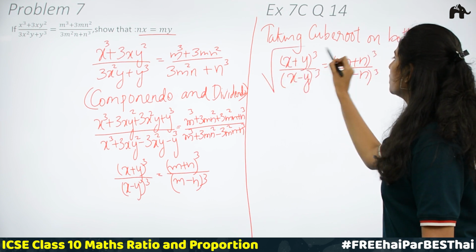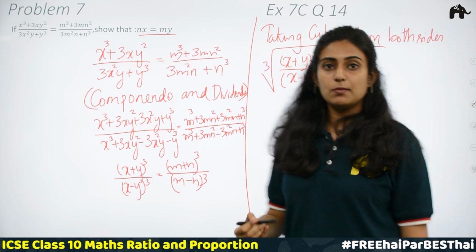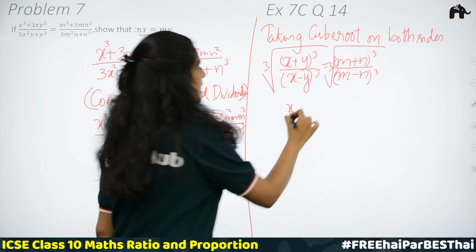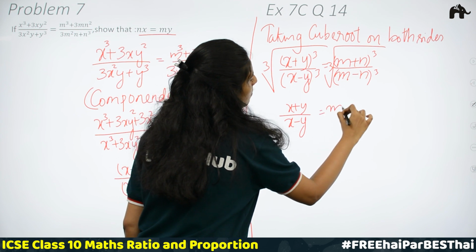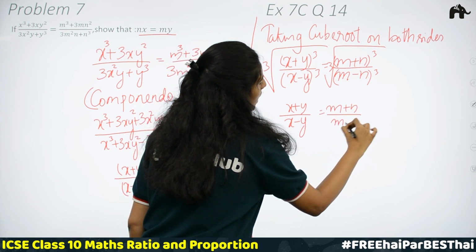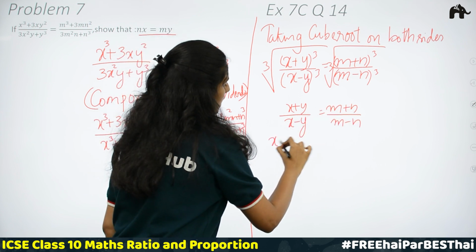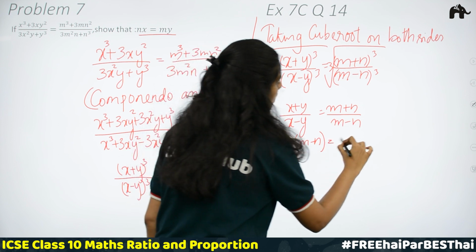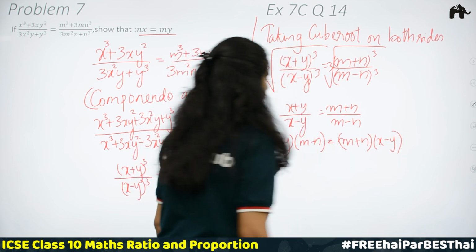When you take the cube root, this is how you represent the cube root. Okay, we will be getting x plus y, the cube root and cube can be cancelled. (x plus y) by (x minus y) is equal to (m plus n) divided by (m minus n). Next step, we'll cross multiply this. (x plus y) into (m minus n) is equal to (m plus n) into (x minus y).